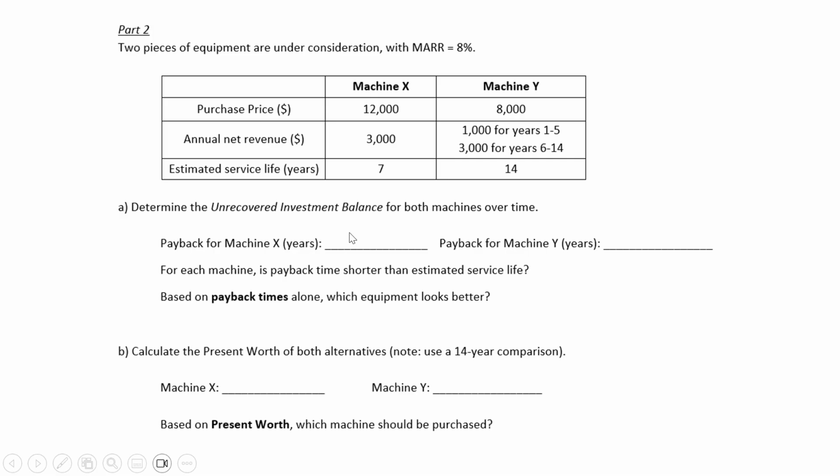So we want to know what's the present value of both of the alternatives, and then how does the unrecovered investment balance look for each of the alternatives. I'll give you a moment to start on that.